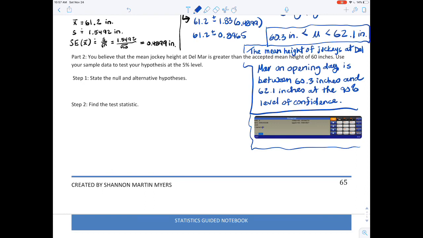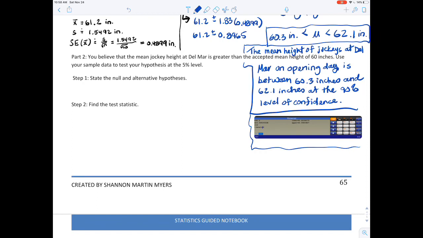So now remember that a 90% level of confidence gives you the same t star as you would have for a two-tailed test at the 10% level or a one-tailed test at the good 5% level.